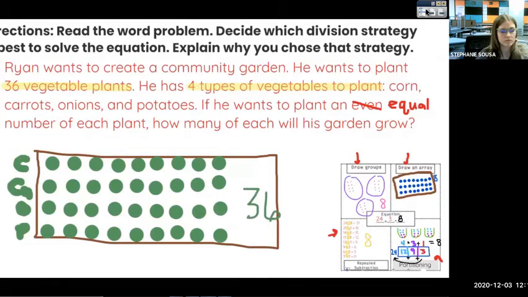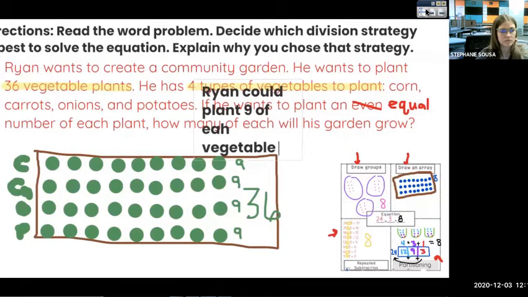When I count how many of the corn I planted, I see 9. How many carrots is also 9. Onions, 9 again. And potatoes, also 9. So, Ryan could plant 9 of each type of plant. Ryan could plant 9 of each vegetable. And that is my answer.